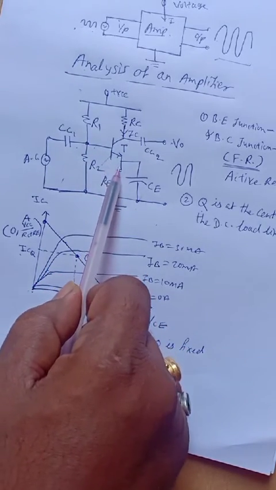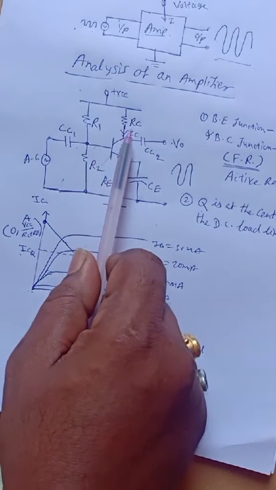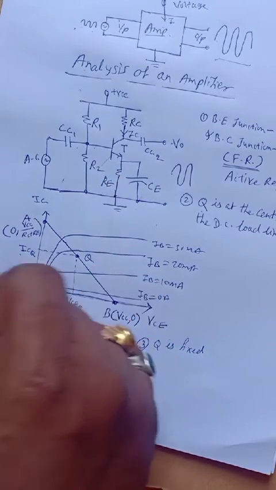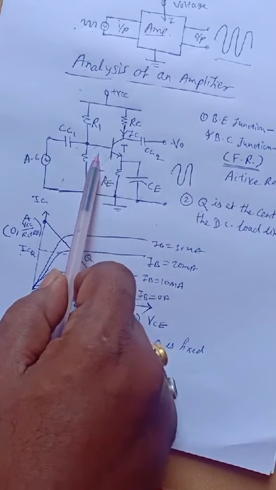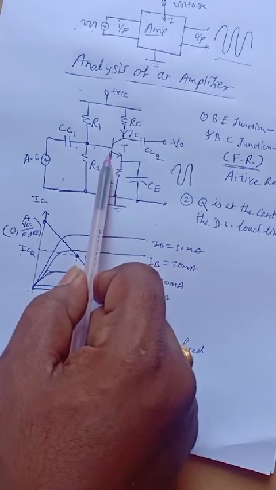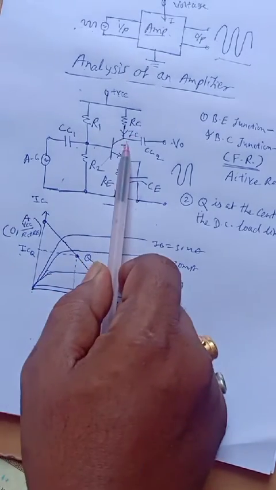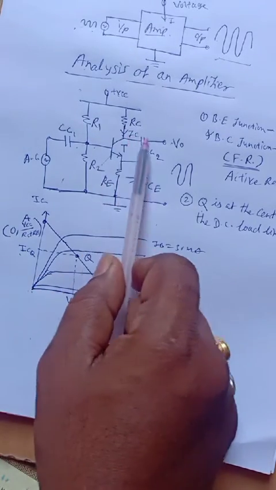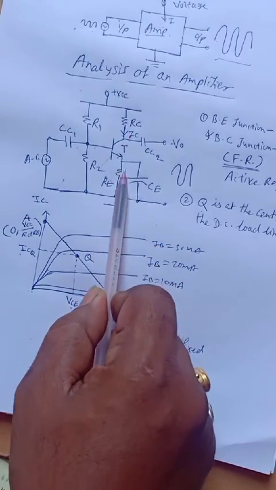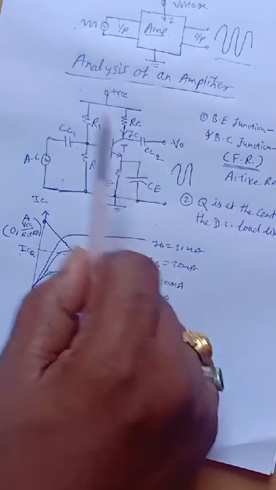So as IC increases, IE increases, and the voltage across RE also increases. Therefore VBE, the base to emitter voltage drop, decreases, the transistor's on condition also decreases, and again IC decreases. So whatever the increased IC is, it is stabilized because of this RE. As IC increases, the voltage increases, this drops. As this drops, base current decreases, IC decreases.